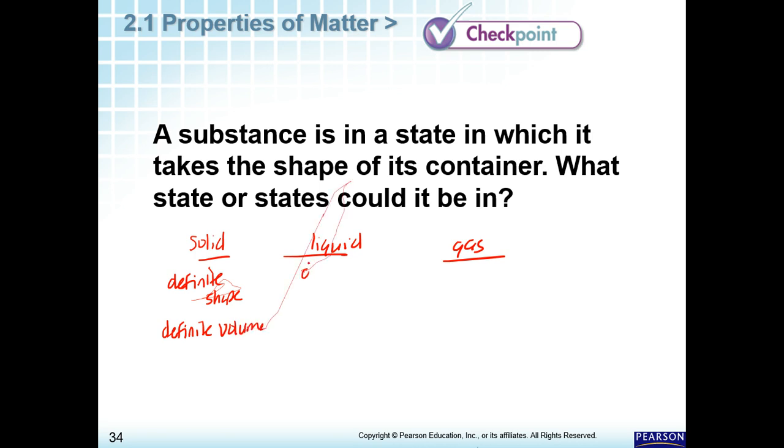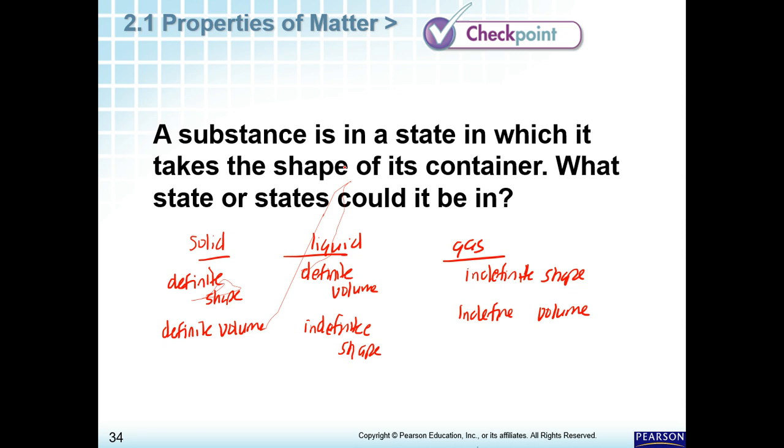Liquid, on the other hand, has a definite volume, indefinite shape. And a gas has an indefinite shape and indefinite volume.